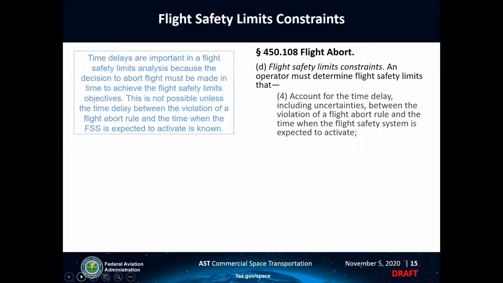Okay, Section D4 states that flight safety limits must account for the time delay, including uncertainties, between the violation of a flight abort rule and the time when the flight safety system is expected to activate. This time delay is important because the decision to abort flight must be made in time to achieve the flight safety limits objectives, which is not possible unless the delay between the abort rule violation and flight safety system activation is known.